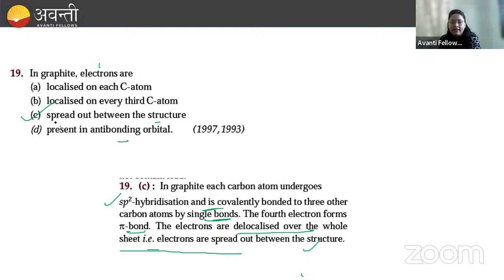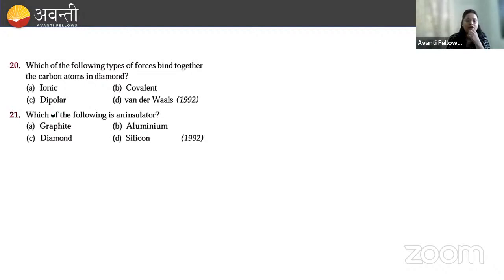Right? Next problem: which of the following types of forces bind together the carbon atoms in diamond? So what do you think, which forces are responsible for binding of carbon atoms in diamond? Ionic bonds, dipolar bonds, covalent bonds, and van der Waals bonds.